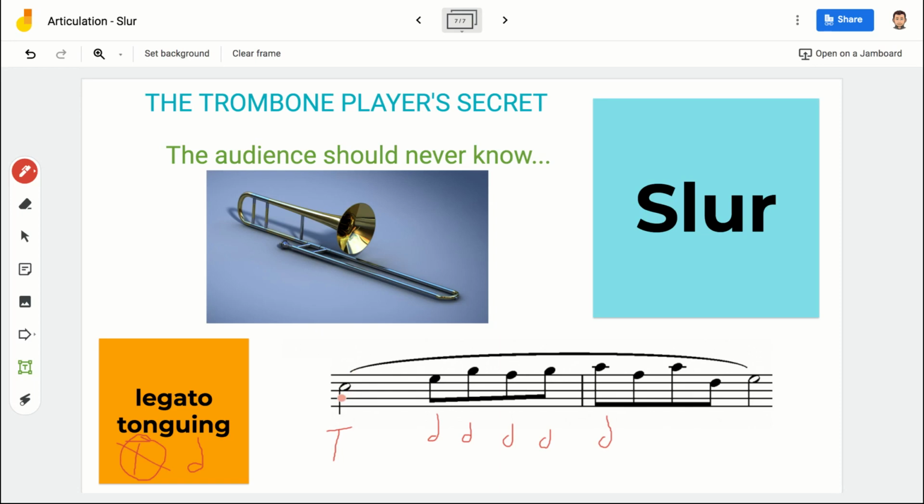So we tongue just like everybody else tongues, but where everybody else would get the S for slur and just not tongue, trombones don't get to do that. We have to use do, do, do, do, and a very light legato tongue in order to make the effect. So that's a special secret for trombone players. And that's all you need to know to get started and practice your slurs.